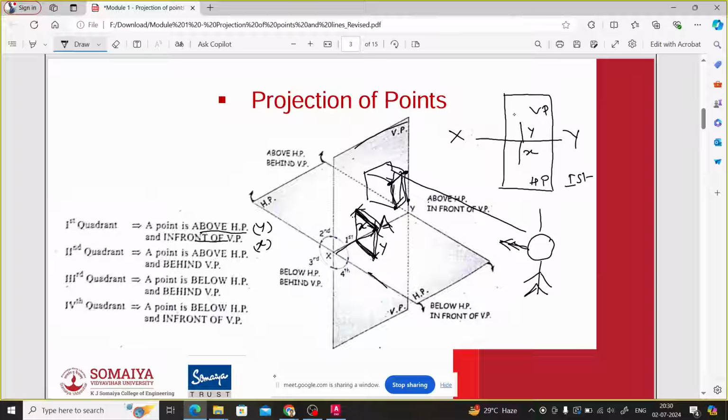Okay. So now for designation, we denote this point as A dash. We denote this point as A. Okay. Getting?